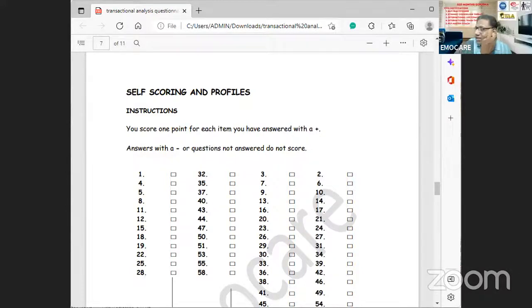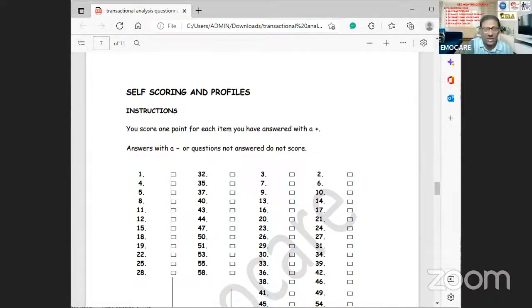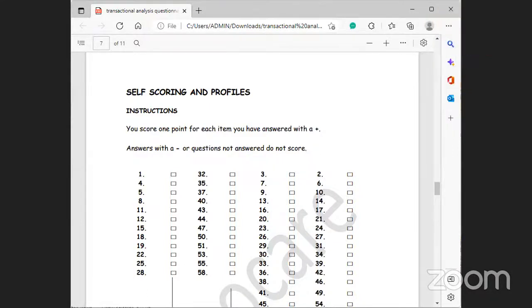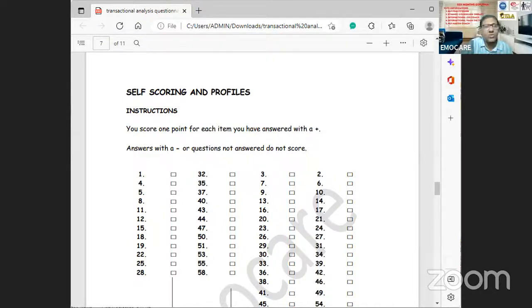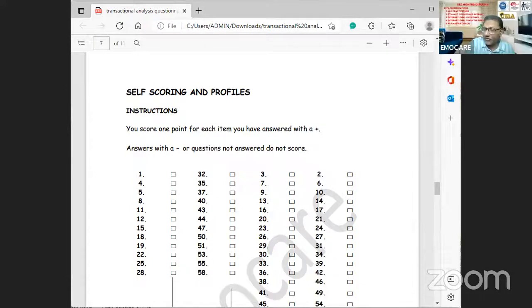Team, here there is no correct answer and wrong answer. The only aspect is how we are going to find out our ego state. Wherever you have put plus, give 1 point. It is not 1 mark, it is 1 point. So, suppose for example, question number 1, you have given plus, give 1. Question number 4, please mute your calls.